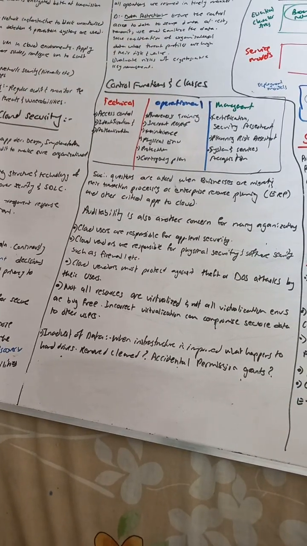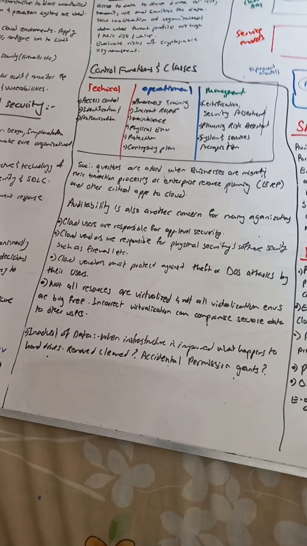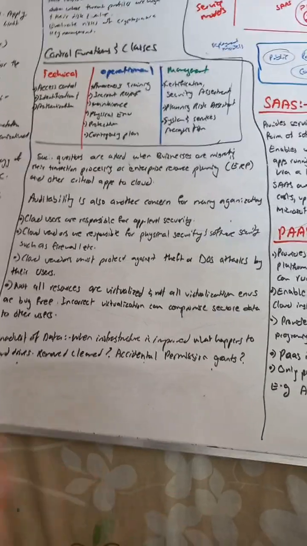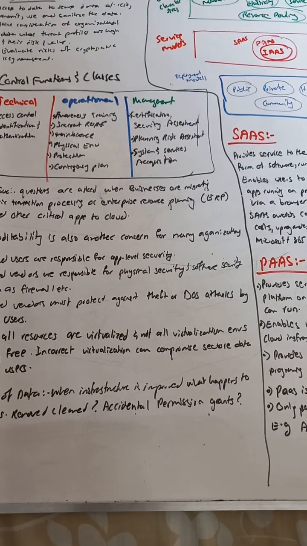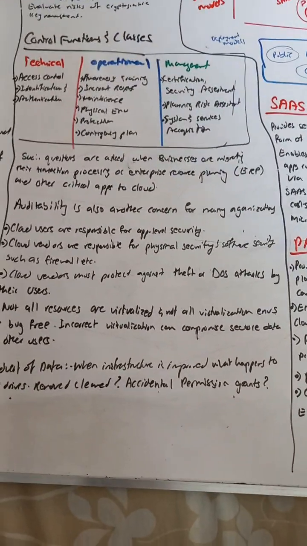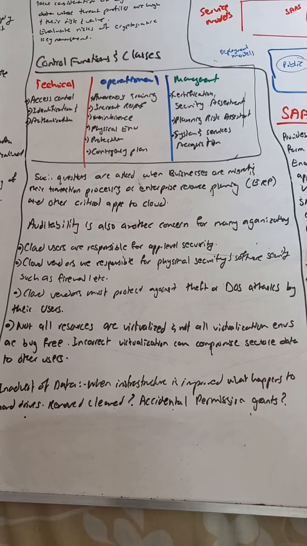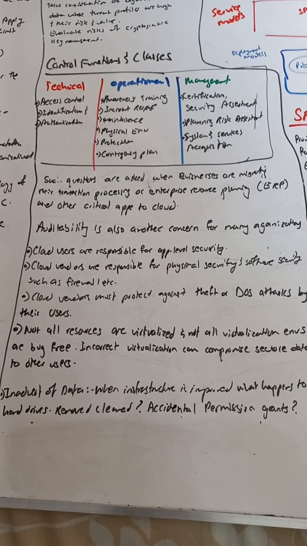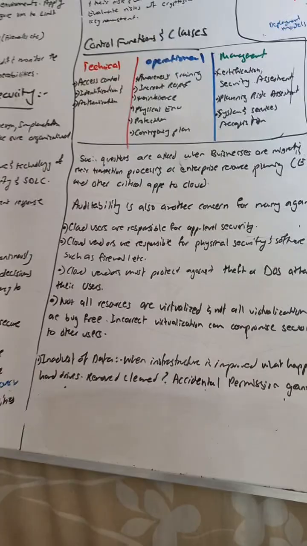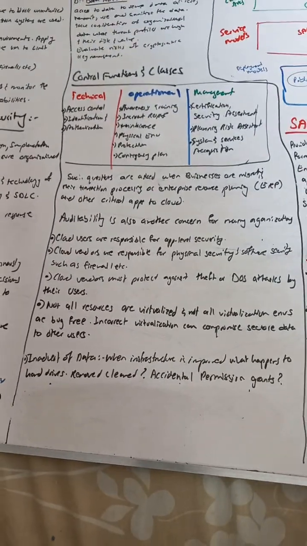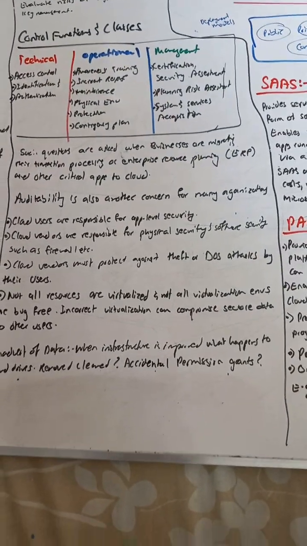Mostly, cloud users are only responsible for the application layer, and the cloud vendors or providers are responsible for the infrastructure, the firewall, and the security. They are also responsible for protecting you against DDoS attacks from the other users.